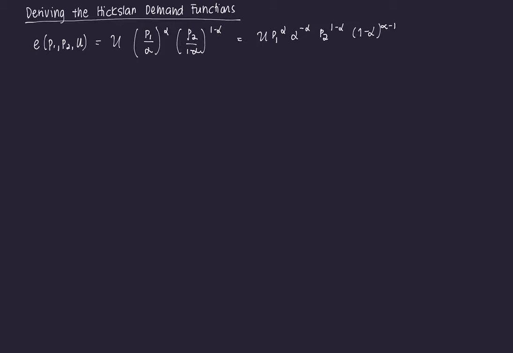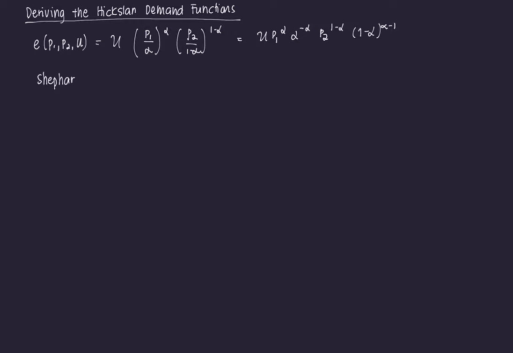So hi everyone, in this video we're going to be deriving the Hicksian demand functions from the expenditure function that we've had in the last video. So again, we were able to derive this expenditure function from the indirect utility function by means of duality. And one way for us to be able to derive the Hicksian demand functions if we have the expenditure function is through the use of something called Shephard's.